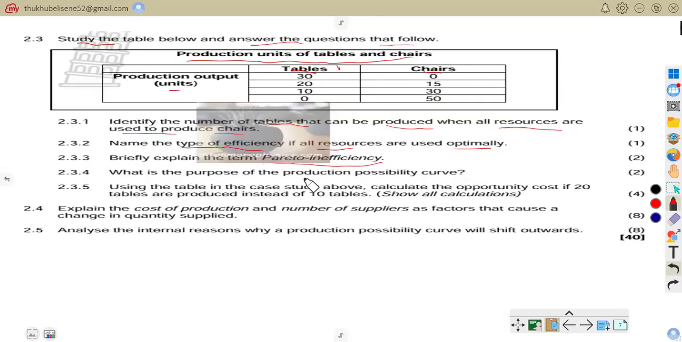2.3.4: What is the purpose of the production possibility curve? What is the purpose of the production possibility curve? Let us be on that.